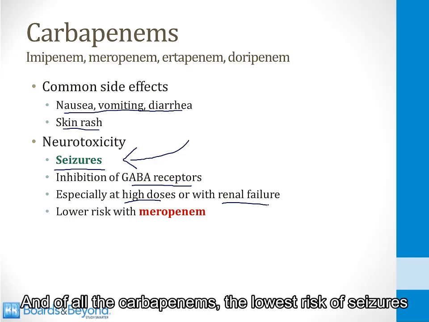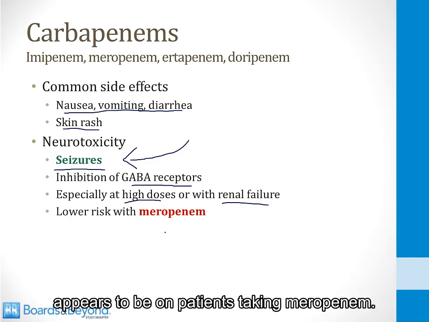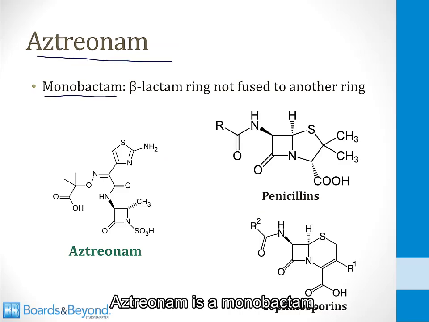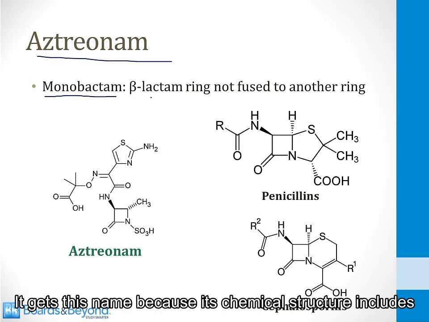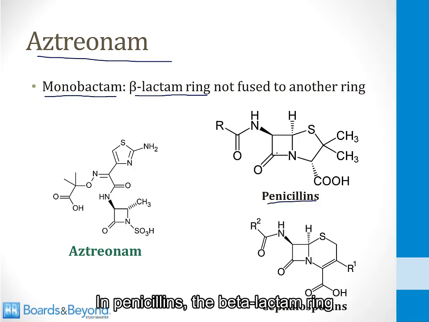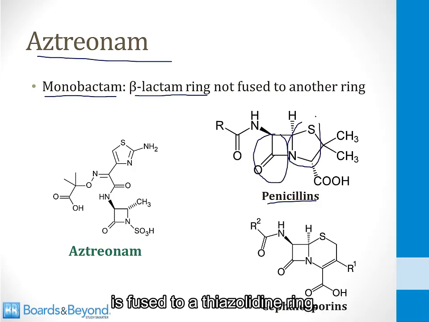And of all the carbapenems, the lowest risk of seizures appears to be in patients taking meropenem. Our next beta-lactam antibiotic is aztreonam. Aztreonam is a monobactam. It gets this name because its chemical structure includes a beta-lactam ring not fused to another ring. In penicillins, the beta-lactam ring is fused to a thiazolidine ring.